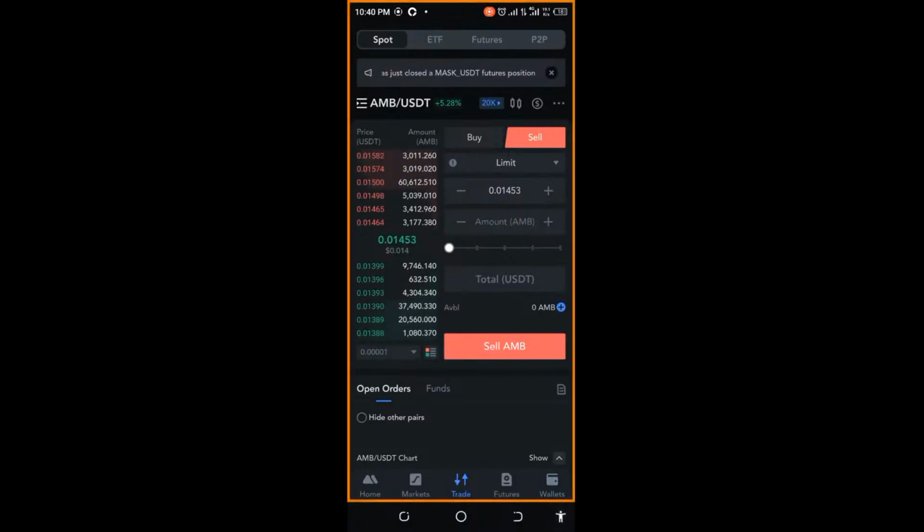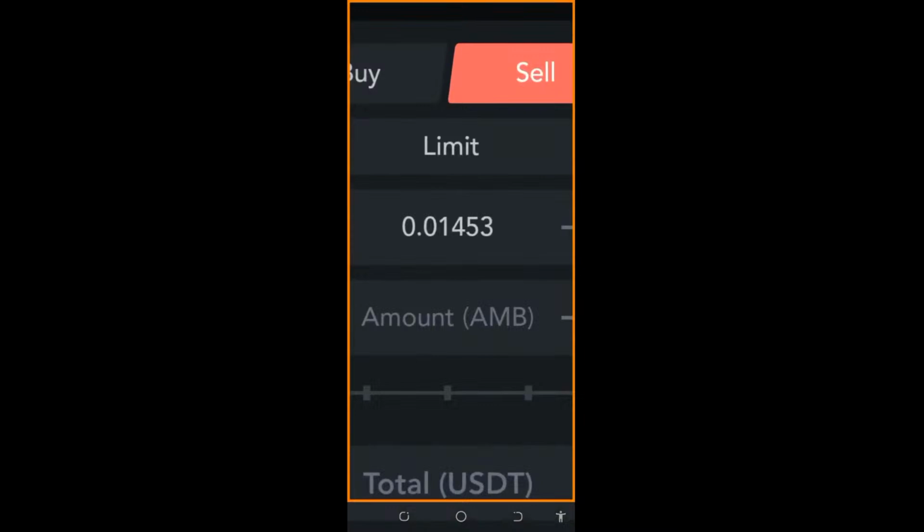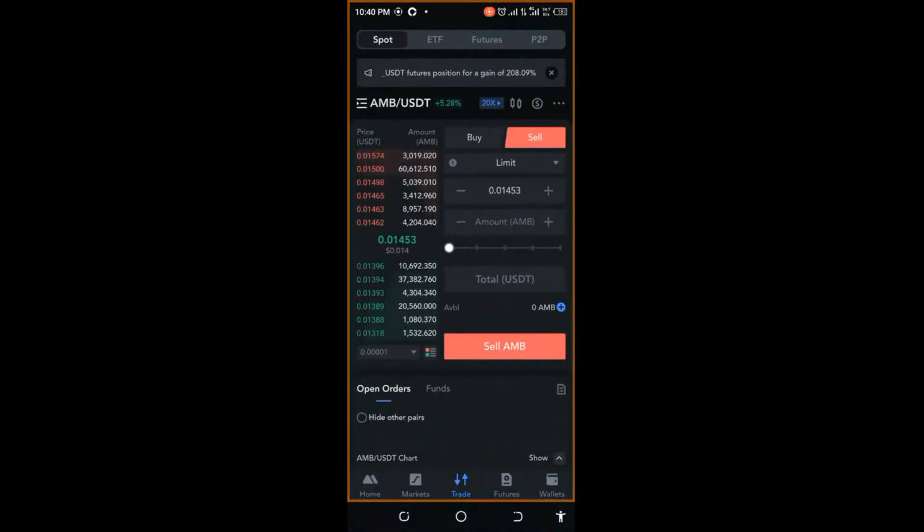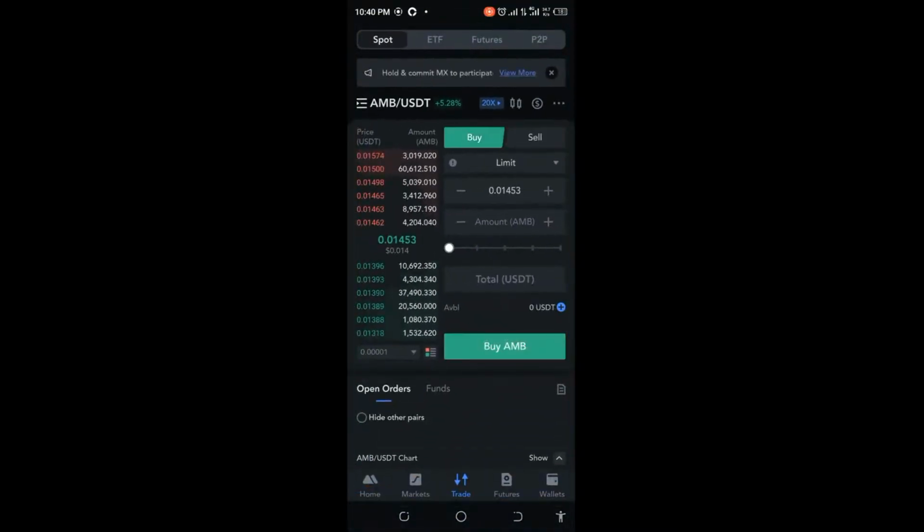You can see the price is 14.53, that's 0.01453. So let's refresh that and sell and see how much we'll get. Okay, 37 cents. Wow. This is just a basic simulation, right? Earlier it was about 40, but now it's going to 37. It shows that it's going down a bit. But let's go ahead and get this done.